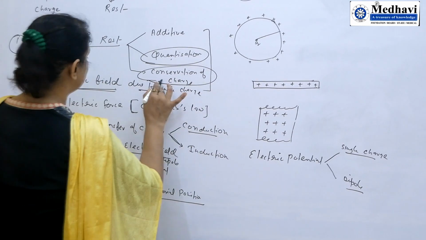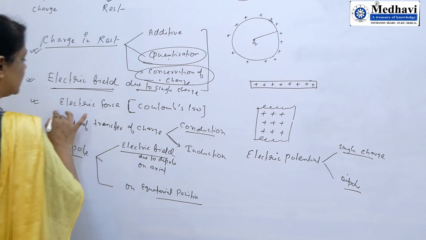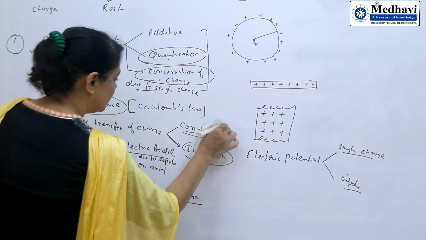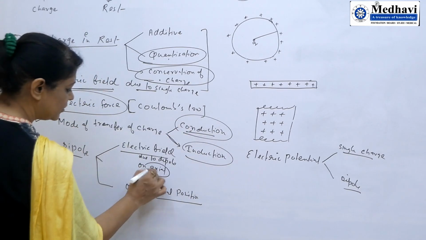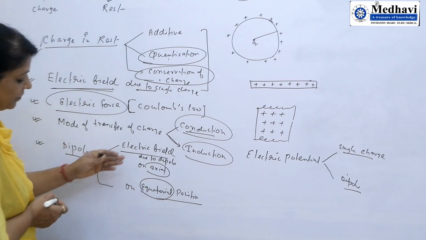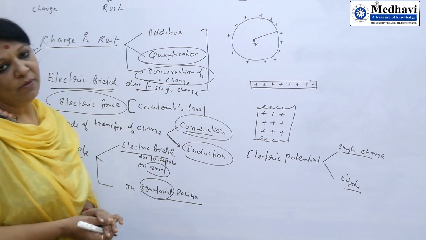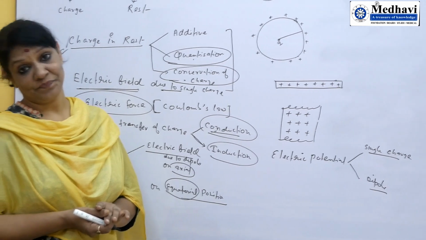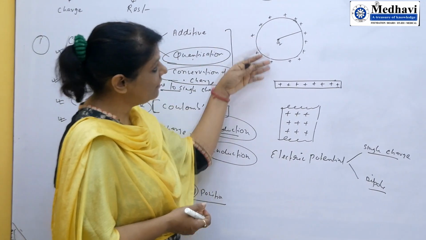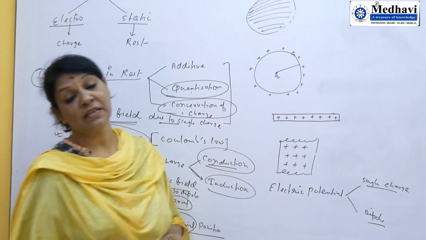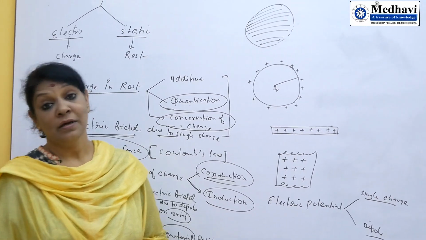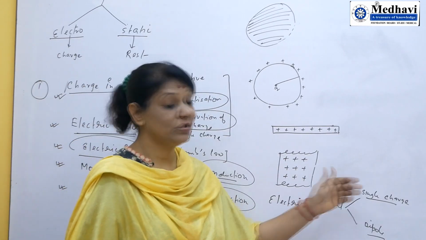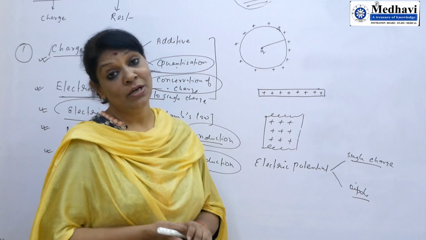quantization, conservation of charge, electric field, Coulomb's law, then induction part, conduction part, electric field on axial position, on equatorial position. From this portion, many questions are normally asked in the different board exams. And here, this is a long derivation, like derive an expression of electric field due to a thin infinite sheet. Then hollow sphere, questions may be asked. Derive an expression of electric potential due to a single charge.